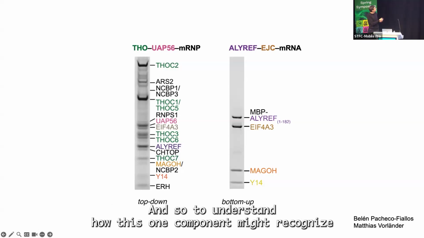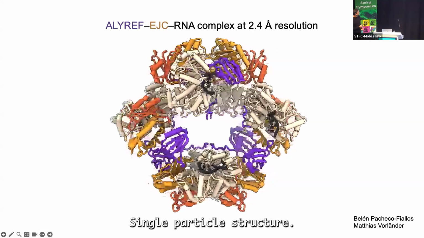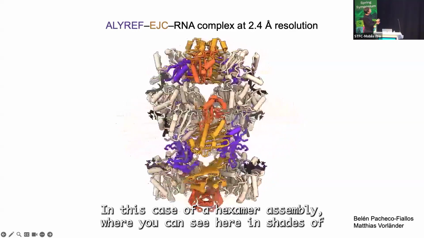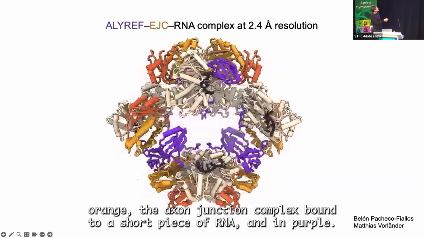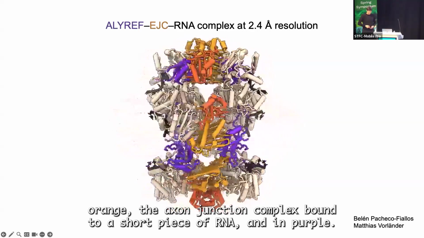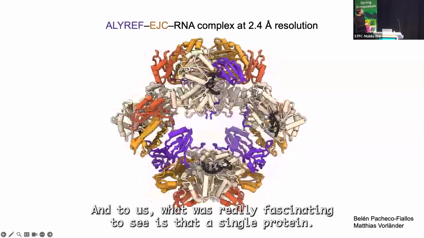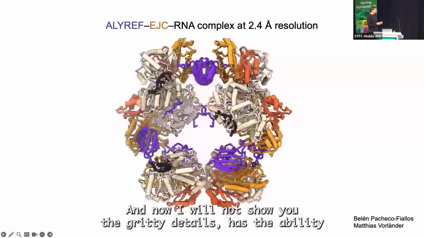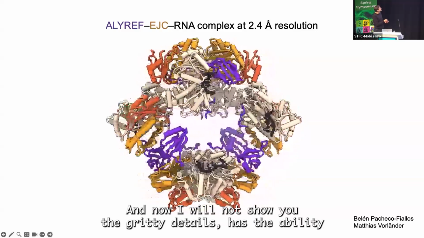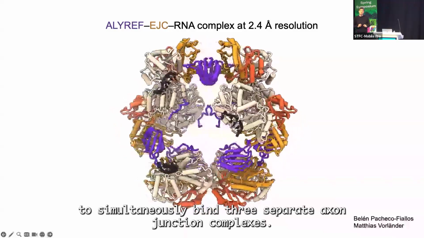And so to understand how this one component might recognize a feature of the mRNP and mediate multimerization, we solved its single particle structure. In this case, of a hexameric assembly, where you can see here in shades of orange, the exon junction complex bound to a short piece of RNA. And in purple, you can see this protein ALYREF. And to us, what was really fascinating to see is that a single ALYREF protein, and now I will not show you the nitty-gritty details, has the ability to simultaneously bind 3 separate exon junction complexes.